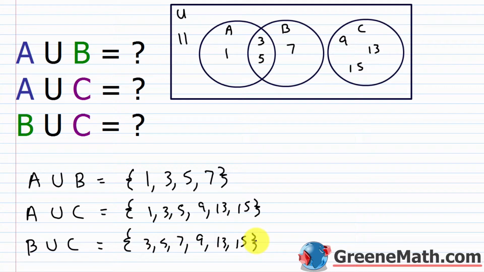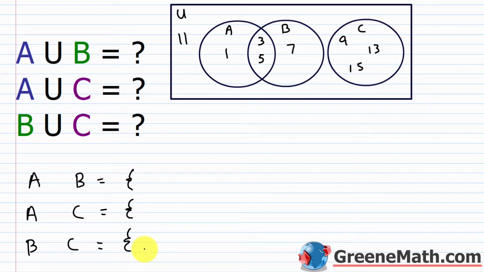Let's see if we can do some other things here. Let's erase this. And let's ask for the intersection in each scenario now. So A intersect B is what? Again, that's your overlap here. So that contains the elements 3 and 5. What about A intersect with C?